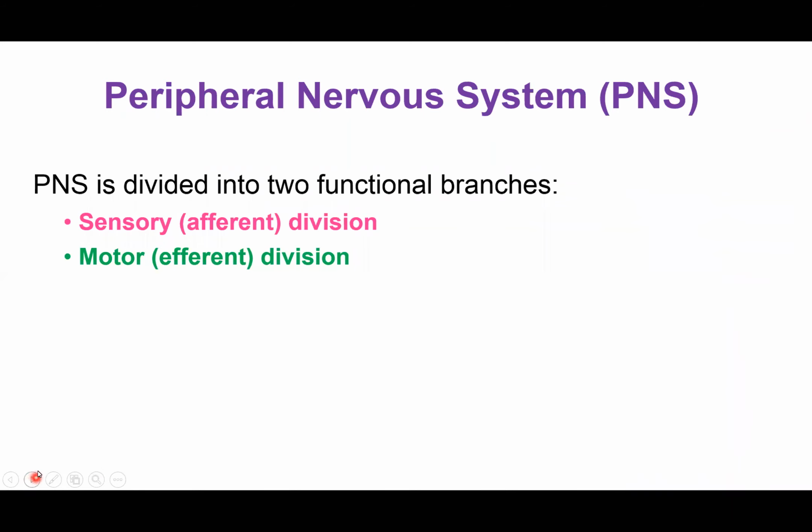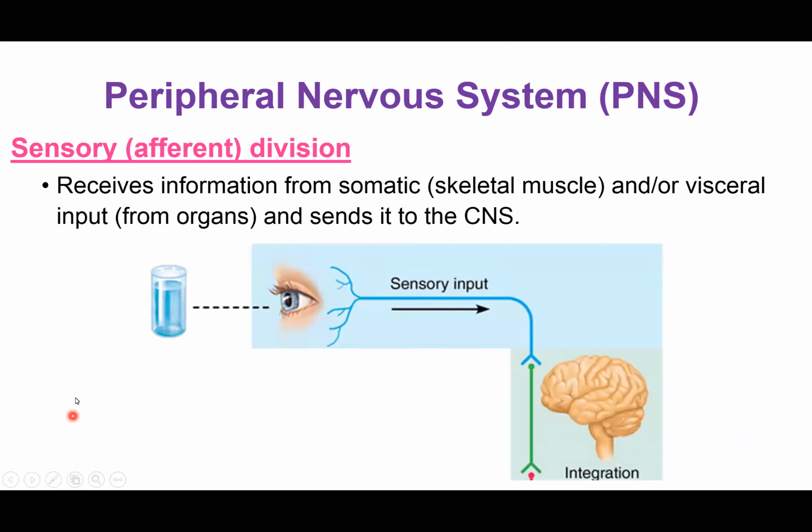Okay. Kind of going along with the peripheral nervous system, it's actually divided into two functional branches. And those functional branches are things that we've already slightly touched on. We have the sensory and the motor division. The sensory division is also called the afferent and motor efferent. So the sensory division is the division that's receiving information from either somatic input, so from skeletal muscle, or from visceral input, which would be from organs. So this is an example of the sensory division receiving information from a visceral input. So this is from the eye, and sending that information to the brain for it to be integrated. Okay, so afferent is moving to the central nervous system.